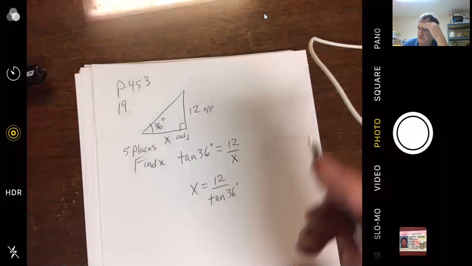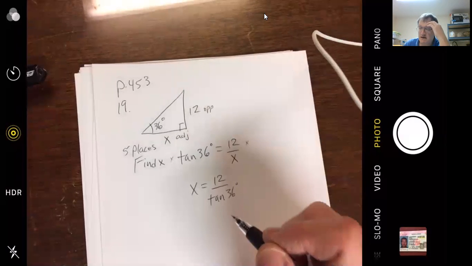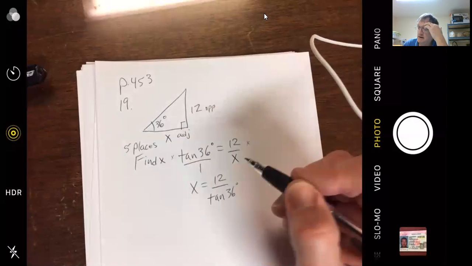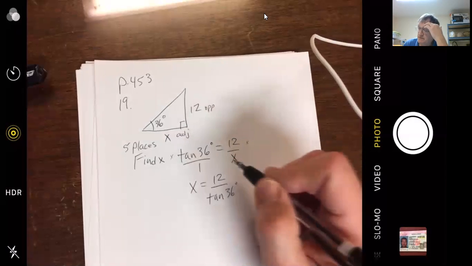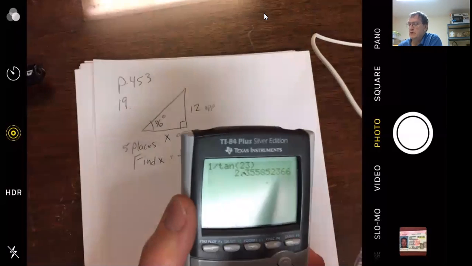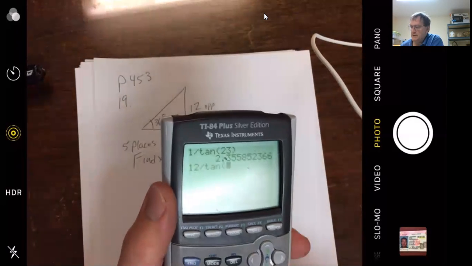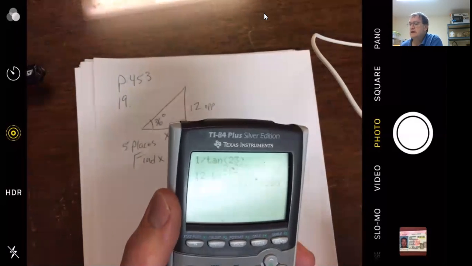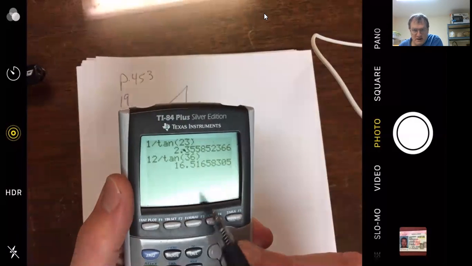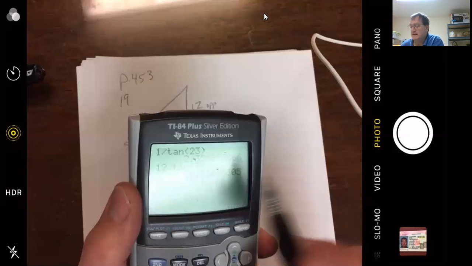If that's too fast, you multiply by x, then divide by tangent 36. In effect, the x and tangent 36 change places. You can also think of it as cross multiplying. X times tangent 36 would equal 12, then you divide by the tangent 36. Once again, you want to be in degree mode. I'm sure I still am. 12 divided by tangent 36. 16.52. Oh, I'm supposed to have 5 places. 3, 4, 5. Yeah, 16.51658.